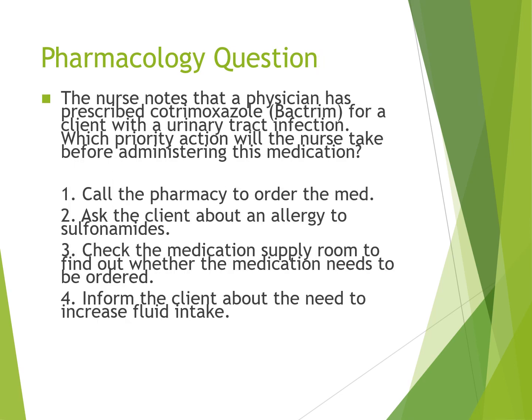So the nurse notes that a physician has prescribed co-trimoxazole, which is Bactrim, for a client with a urinary tract infection. Which priority action will the nurse take before administering this medication? Remember our test-taking strategies for priority questions. So is it 1, call the pharmacy to order the med? 2, ask the client about an allergy to sulfonamides? 3, check the medication supply room to find out whether the medication needs to be ordered? 4, inform the client about the need to increase fluid intake.